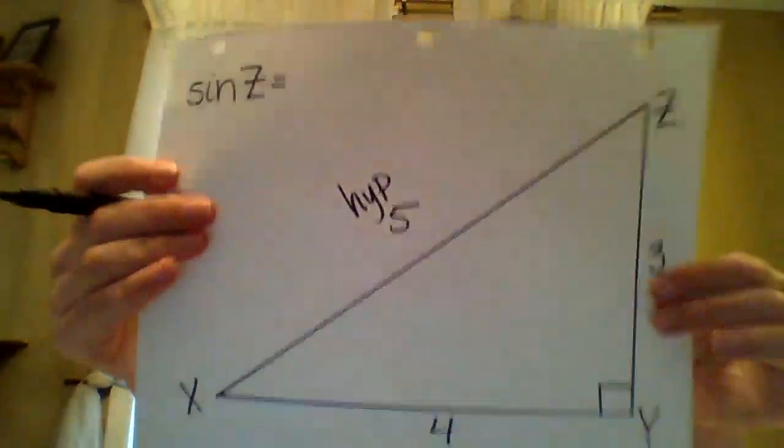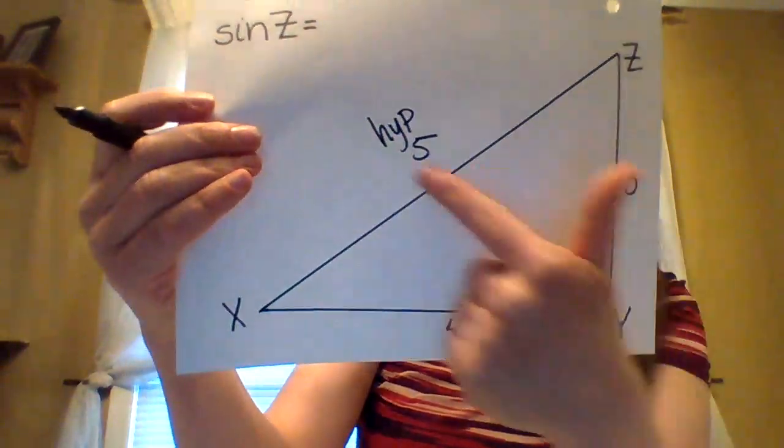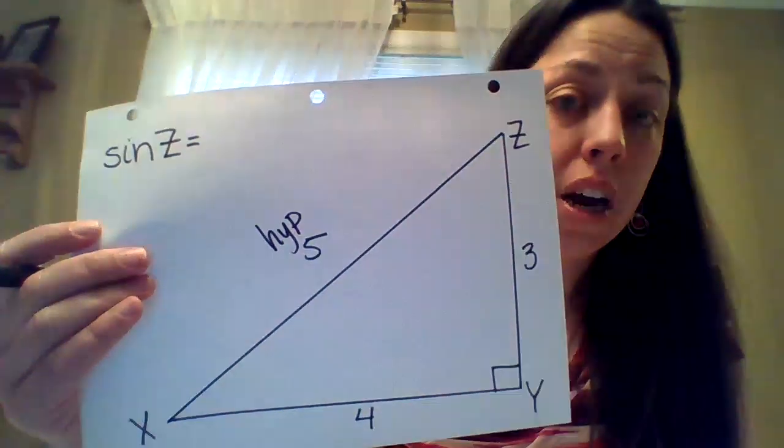Go across from it. I am going to use the permanent marker this time, just so it's nice and clear on all of them. I'm going to write HYP next to the number 5 because we go across from the right angle, and that's the hypotenuse. All right?